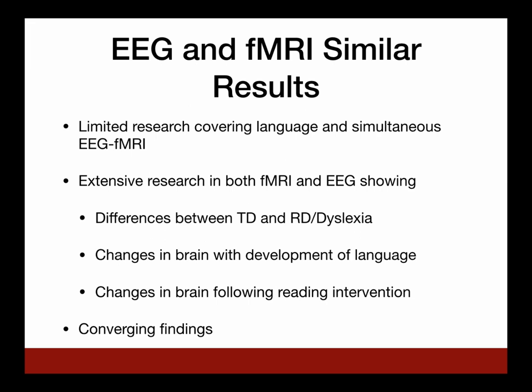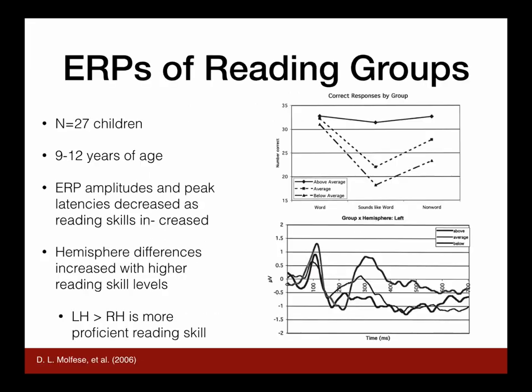And then there are changes in the brain following reading intervention, where because you went to a reading intervention, you became a better reader, and now that you're a better reader, we see that your ERP or fMRI patterns change. These findings converge nicely between EEG, fMRI, and also MEG. So for instance, here are ERPs of reading groups. This is 27 children between 9 and 12 years of age.